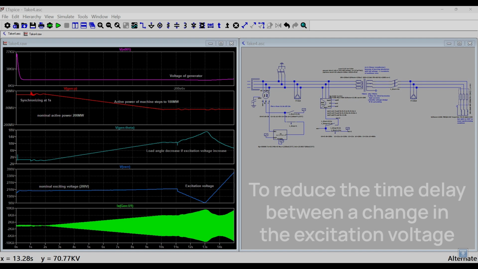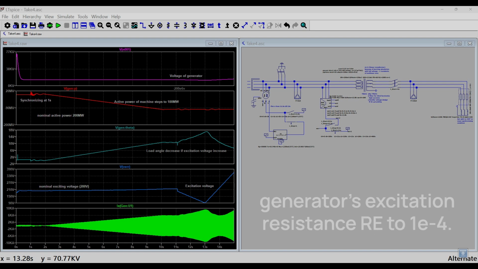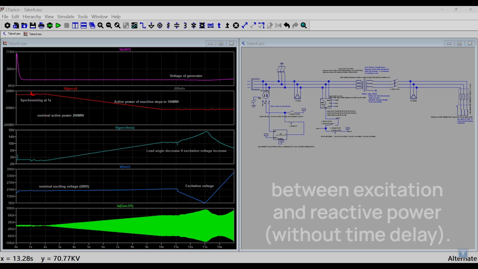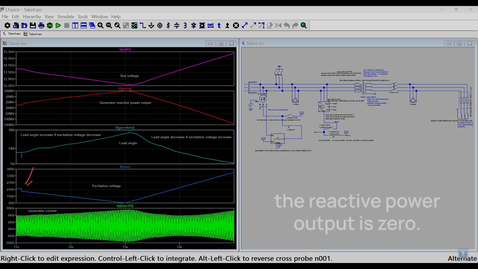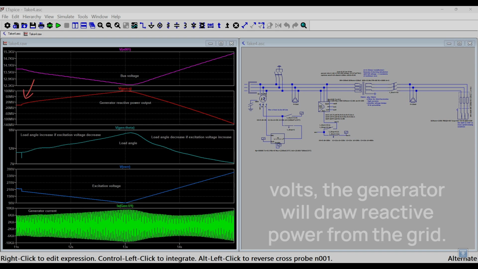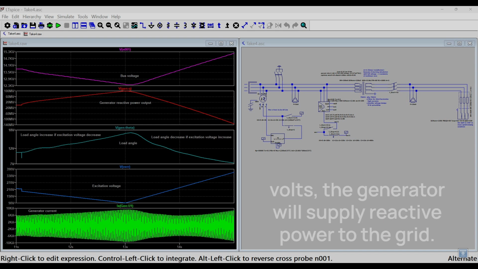To reduce the time delay between a change in the excitation voltage and a change in reactive power, I briefly set the generator's excitation resistance RE to 1E4. This clearly demonstrates the relationship between excitation and reactive power without time delay. At UE equals 200 volts, the generator is within the rated range and the reactive power output is 0. When the excitation voltage drops from 200 volts to 100 volts, the generator will draw reactive power from the grid. When the excitation voltage rises from 200 volts to 400 volts, the generator will supply reactive power to the grid.